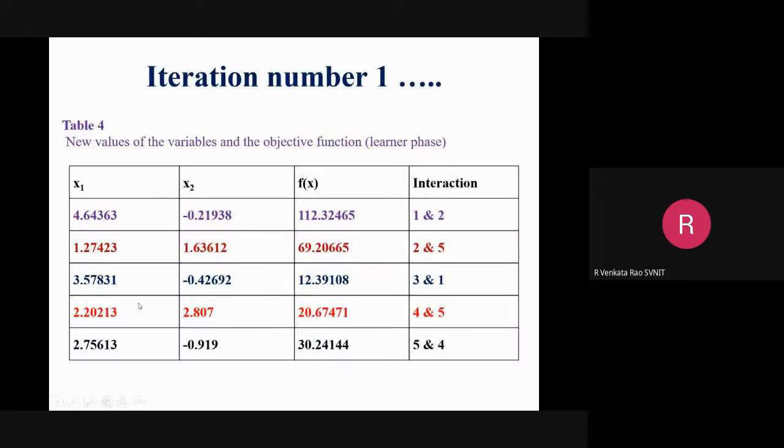I have calculated and kept it here. For the second learner, x1 is 1.27423, x2 is 1.63612, and substituting those values in the objective function. Okay, I told you 2 interacted with 4, but okay, 2 interacted with 5. Then 2 interacted with 5, let me tell you that concept only.